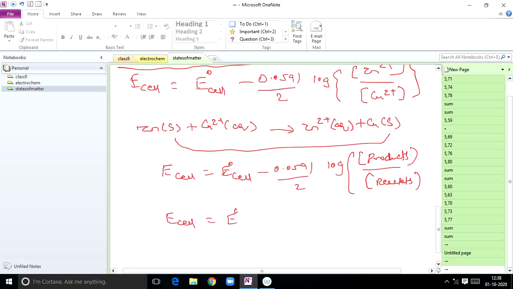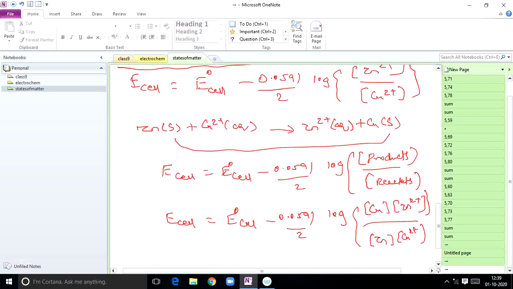So that is equal to E naught cell. Directly, this is how to do it while doing numericals: 2 into log of the concentration of Cu, concentration of Zn2 plus. These are the products, molar concentrations of the products divided by molar concentration of the reactants. No need to derive for everything.